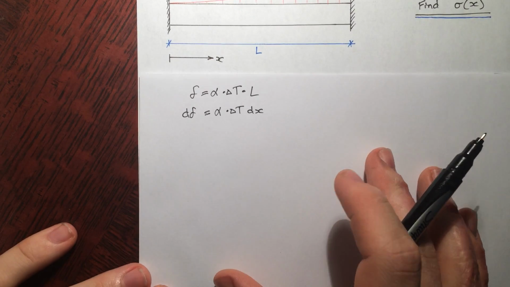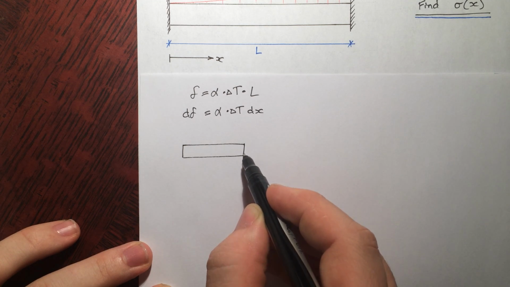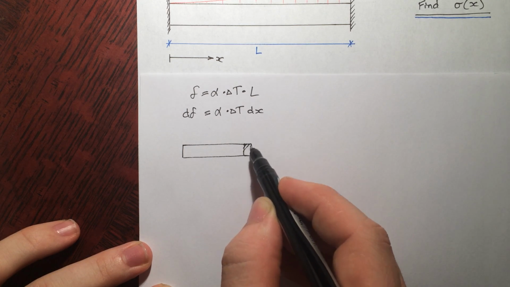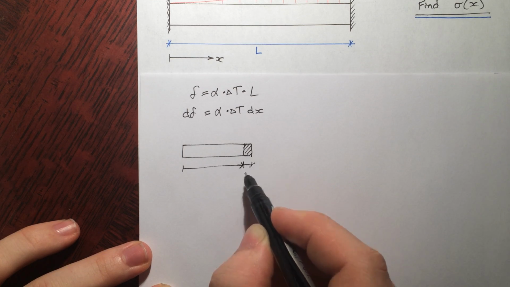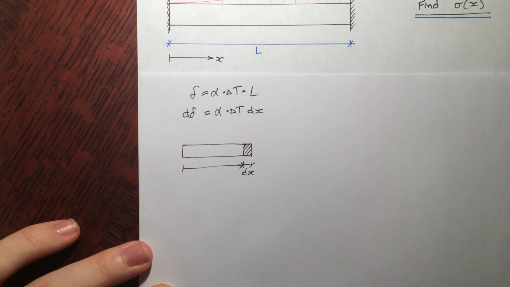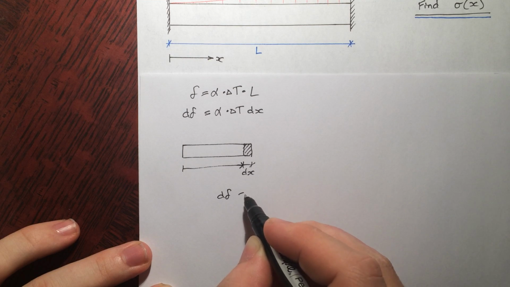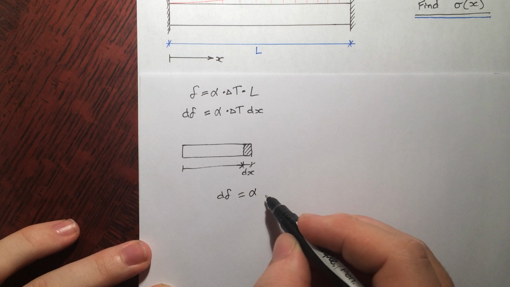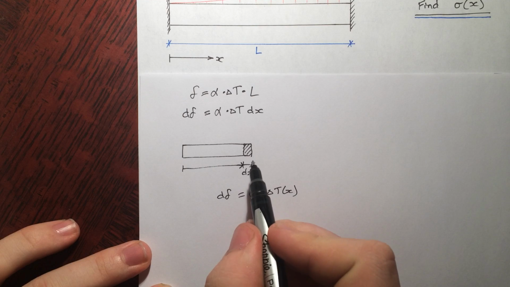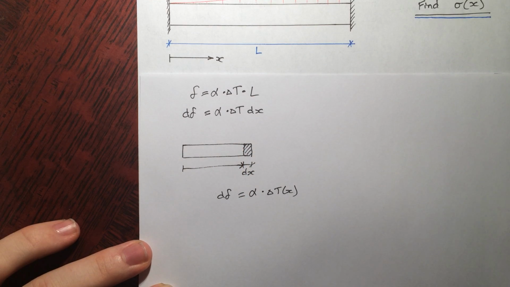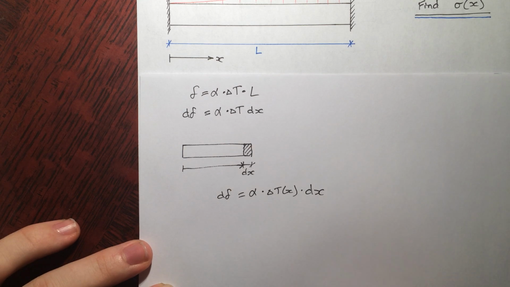What we can do is take a look at a small section, a distance x away from the origin. So this piece here will be of a length dx, and the elongation of that piece, d delta, is equal to alpha delta t as a function of x, so whatever the increase in temperature is at that specific point on the bar, times dx. So that's the displacement of that piece.